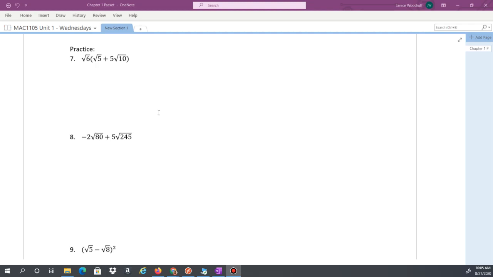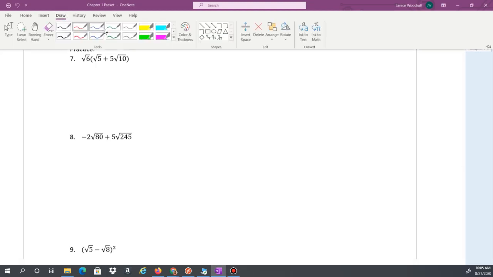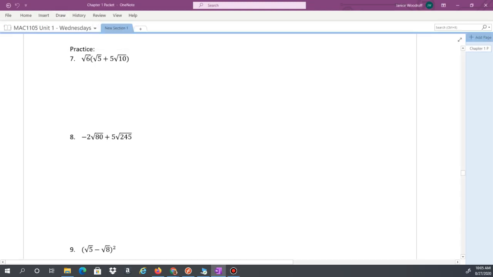Okay, as promised, we are going to go over these 1.4 practice problems here. So our first problem, we left off at number 7. You've got the radical 6 that you're going to distribute. So you're going to multiply under the radical 6 times 5, and that's going to give you a radical 30. And then we've got radical 6 times 5 radical 10. That will give us a 5 in front, and then 6 times 10, radical 60.